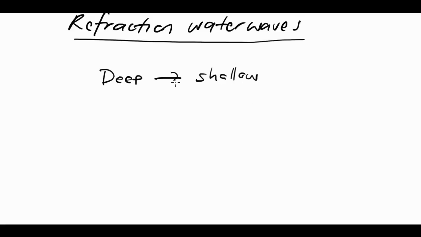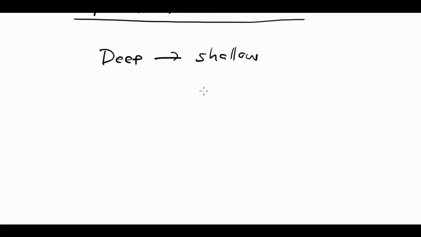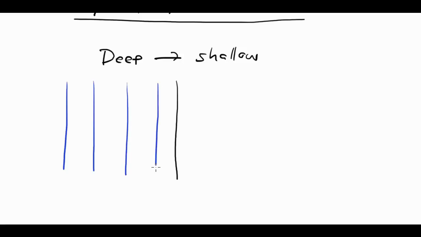Now, obviously in a real situation, if it was, say, a beach, the water level would be getting shallower and shallower gradually. To simplify things, let's imagine that this line here represents a boundary between deep and shallow. In the deep region, we have water waves coming in, and looking from the top down, they have a constant wavelength, which I'm going to call lambda 1. The question is, what happens to the speed and the wavelength and the frequency when the waves cross this boundary?